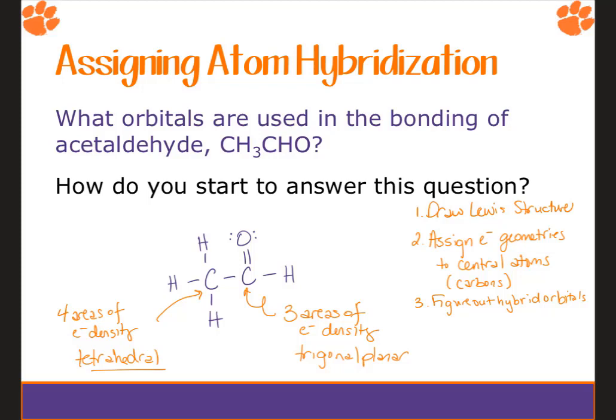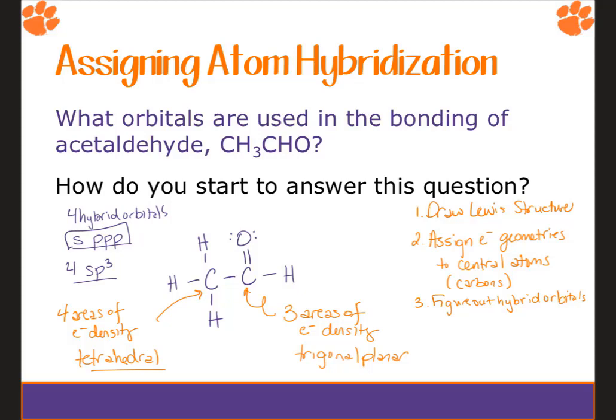All right, so let's look at the left-hand carbon. We have 4 areas of electron density, or a tetrahedral electron geometry. That means we need 4 hybrid orbitals. So we need an s, and we've got 3 p orbitals. We need to blend together all 3 of those guys. That means we're going to have 4 sp3 hybrid orbitals there.